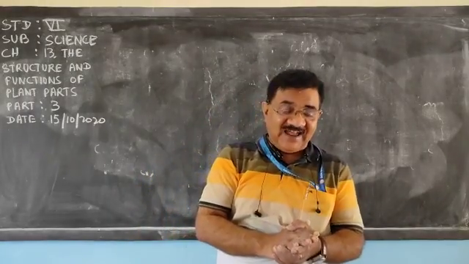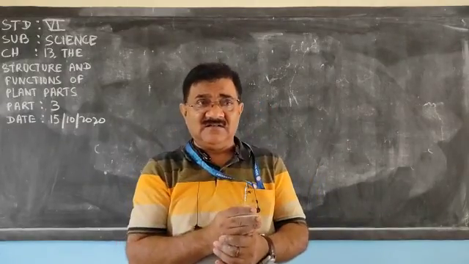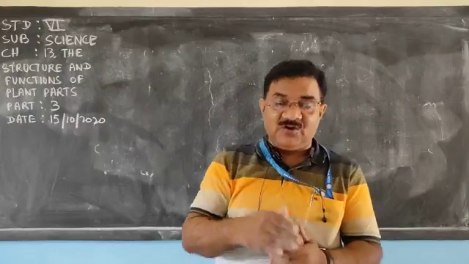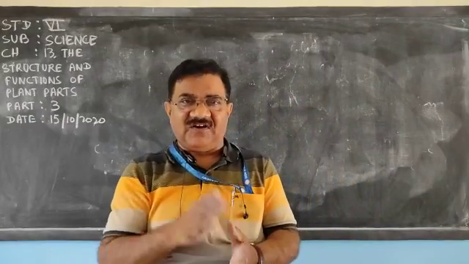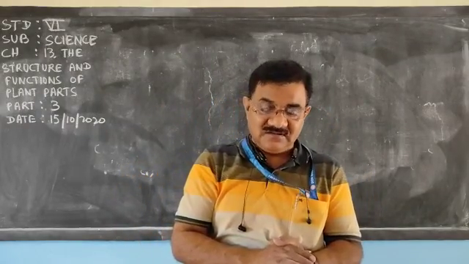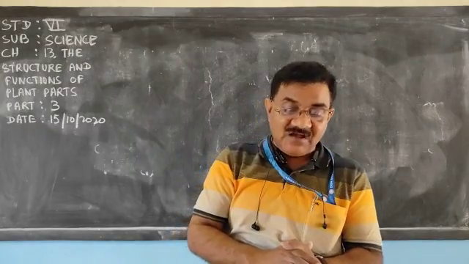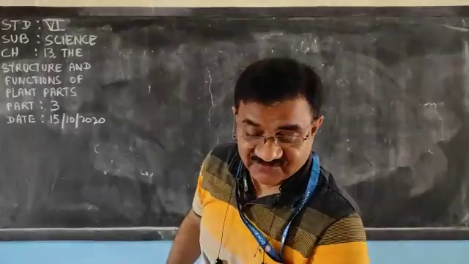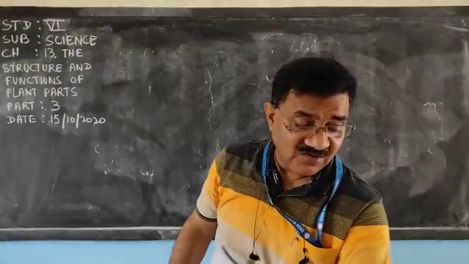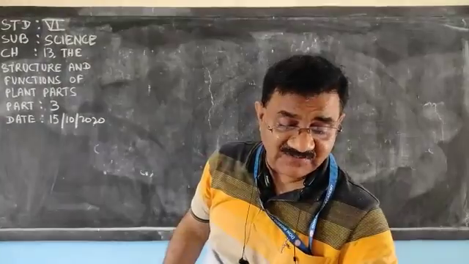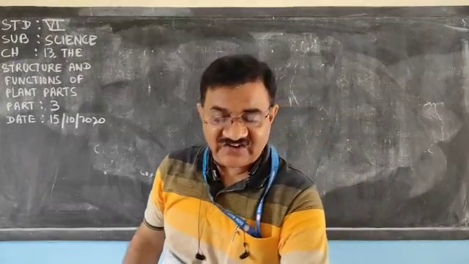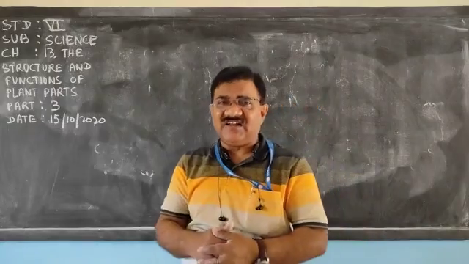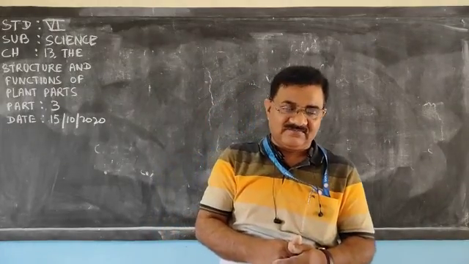Till today we have discussed the shoot system and the root system. In the root system we have discussed the functions of the root, the modification of the root, and taproot and fibrous root. And in stem we have discussed the function and modification of stem. We have started discussion related to leaves.